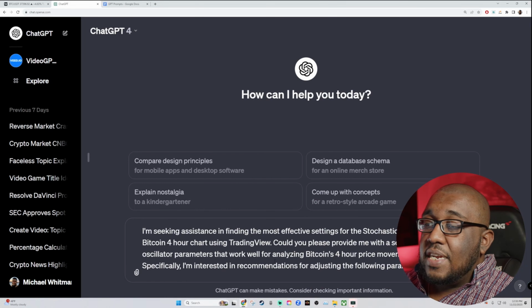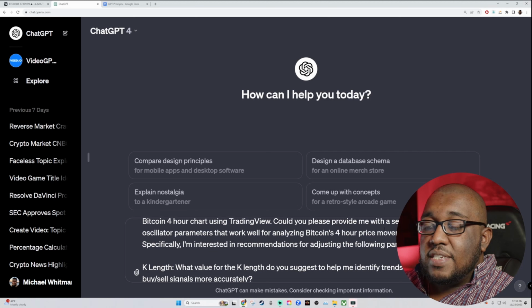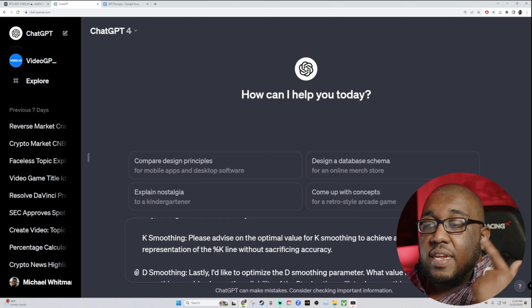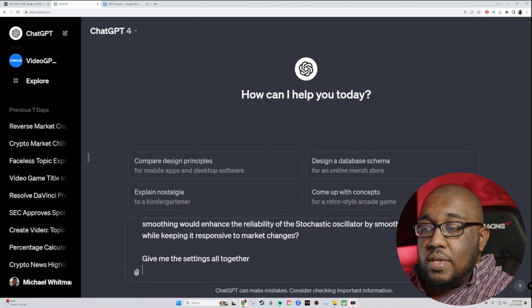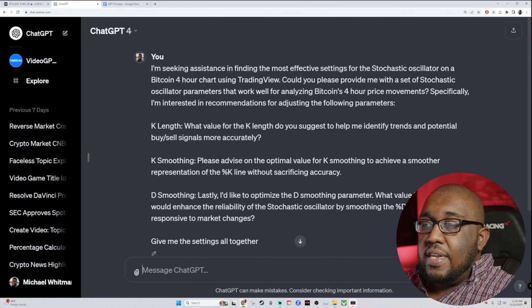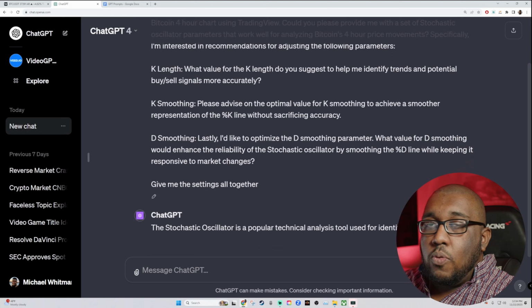I'm seeking assistance in finding the most effective settings for a stochastic oscillator on a Bitcoin 4-hour chart using TradingView. Could you please provide me with a set of stochastic oscillator parameters that work well for analyzing Bitcoin's 4-hour price movements? Specifically, I'm interested in recommendations for adjusting the following parameters: the K length, K smoothing, and D smoothing. And then I say at the end, give me all of the settings together. That way at the end, it just kind of clumps them together. I'm going to hit enter. And then from here, we're just going to watch it play out.